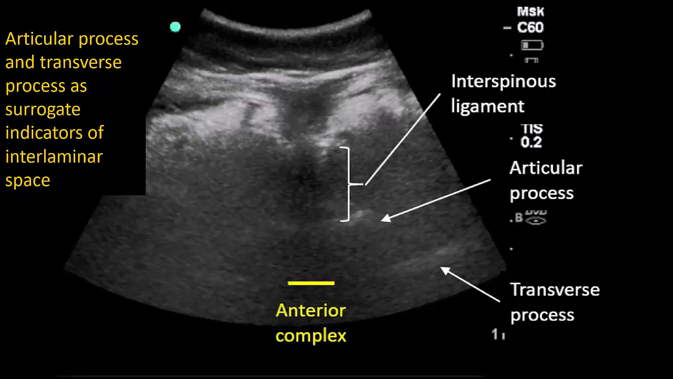The interlaminar space and anterior complex should be visible in the same plane, although as always in the obese patient, the anterior complex may be quite faint. Even if it is not visible, I would be prepared to use this plane as a starting point for midline access to the vertebral canal if no better images could be obtained.